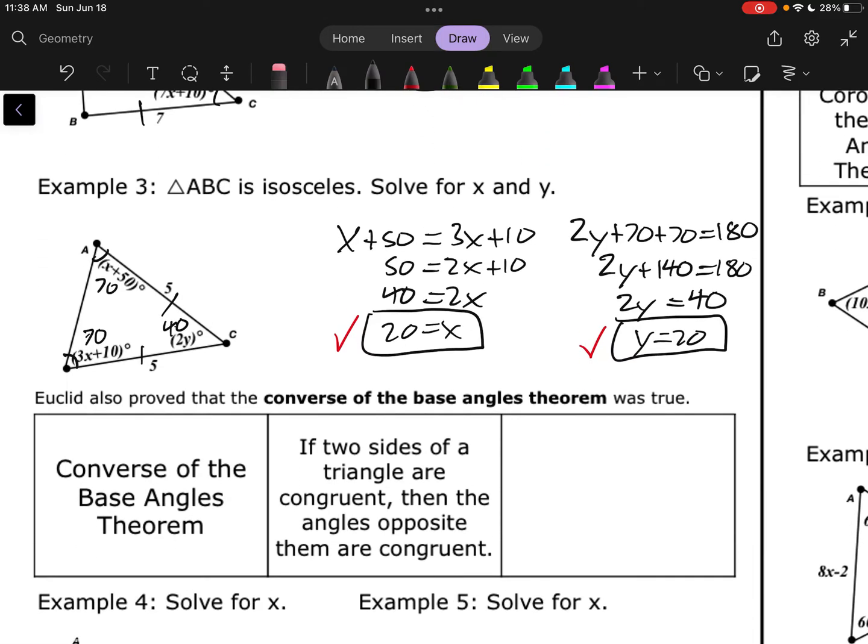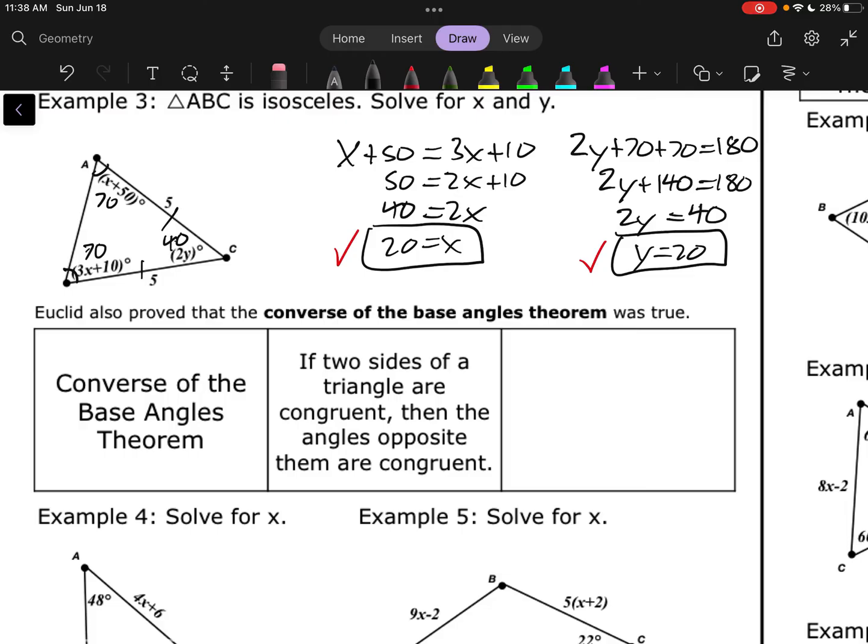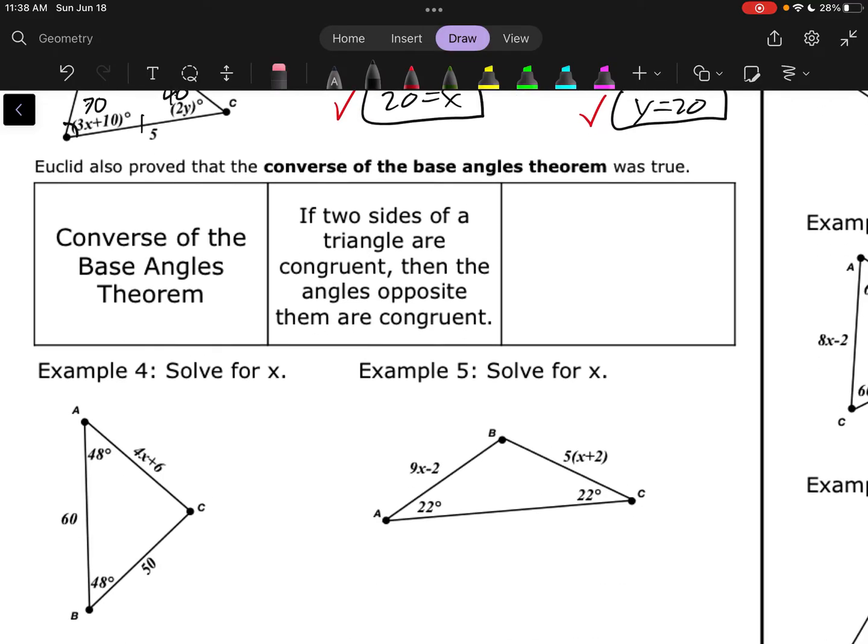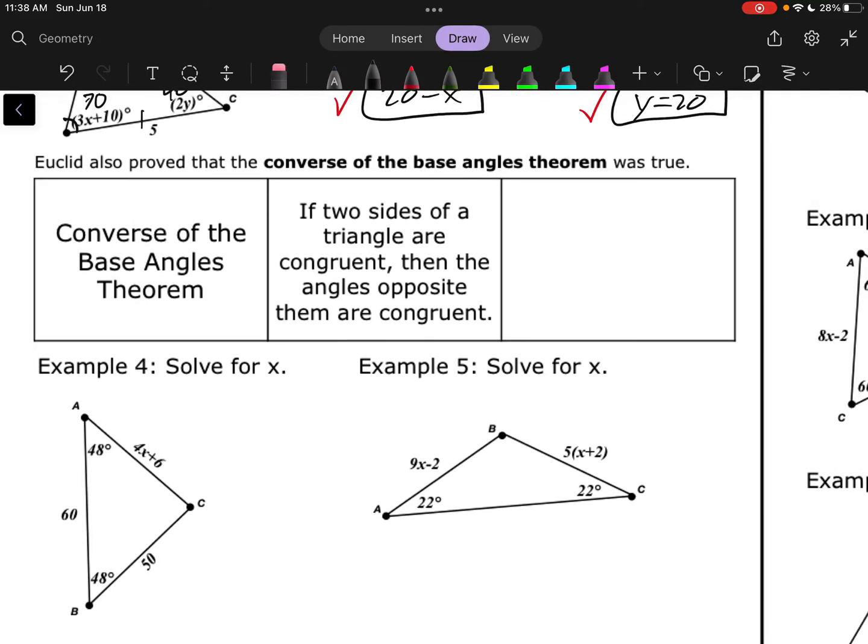Okay, next up. It says Euclid also proved that the converse of the base angles theorem is true. Now, we could do that as well. We don't have time to do that in this video, but the converse is also true. It says if two sides of a triangle are congruent, then the angles opposite them are congruent. Oh, I'm sorry. That should be flipped. Yours will be flipped. If two angles are congruent, then the sides opposite them are congruent. And that's what your notes say.